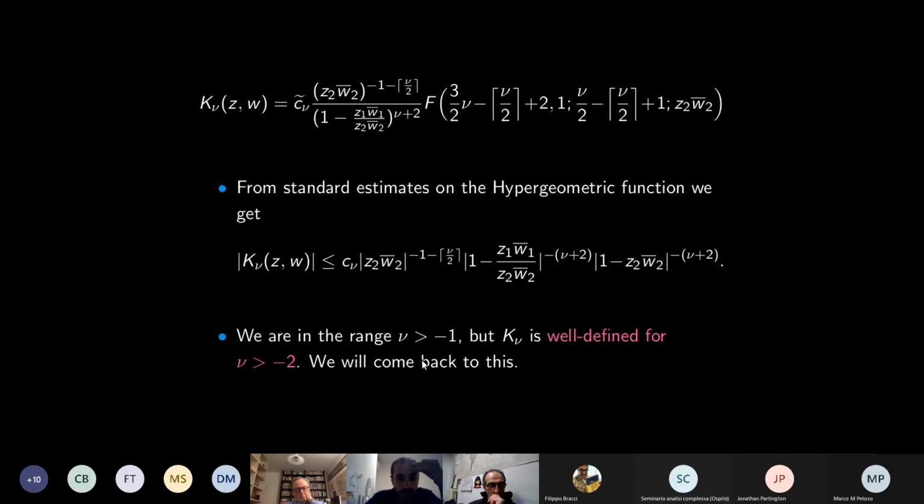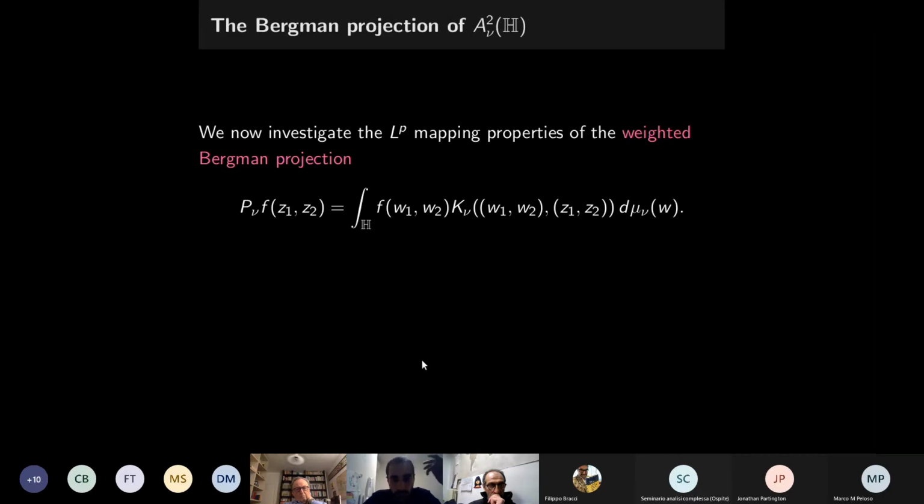And again, we will come back later to this. So now we have the weighted Bergman kernel, so we can study the weighted Bergman spaces, we can study the weighted Bergman projection, and we can study, for instance, the LP mapping properties of the weighted Bergman projection.